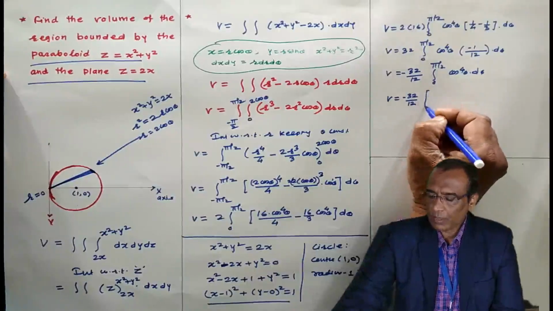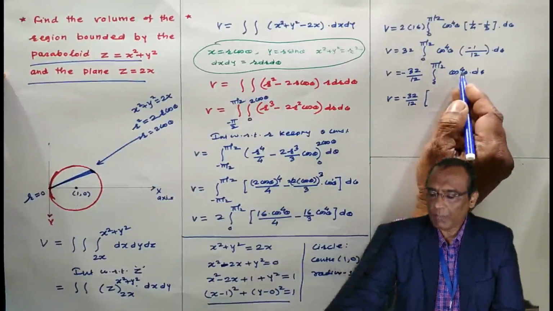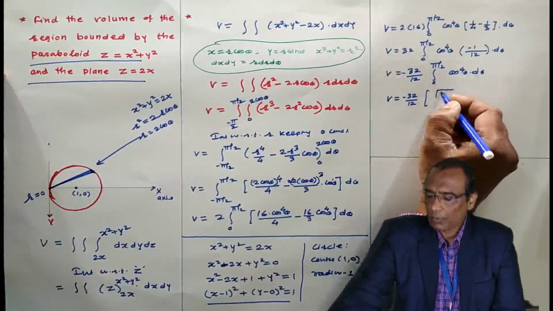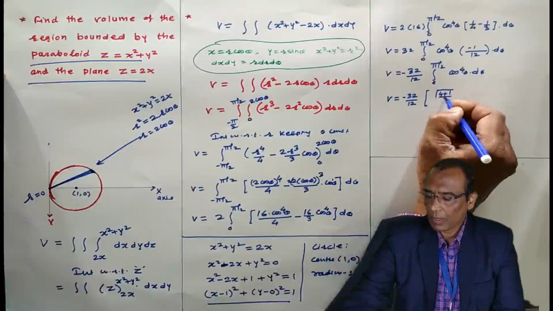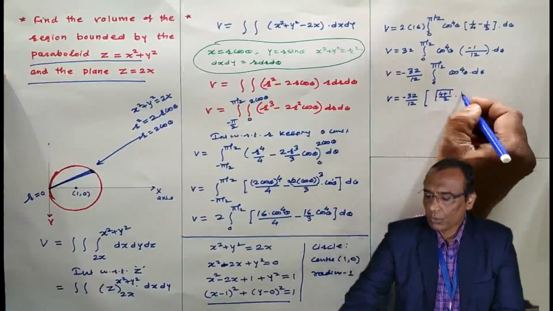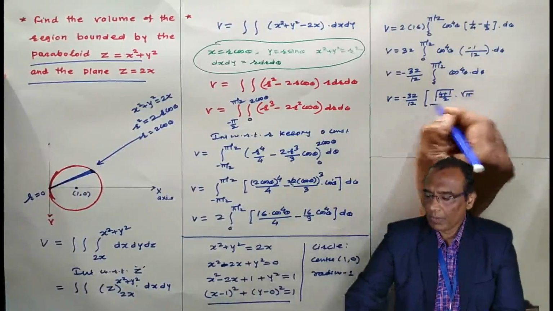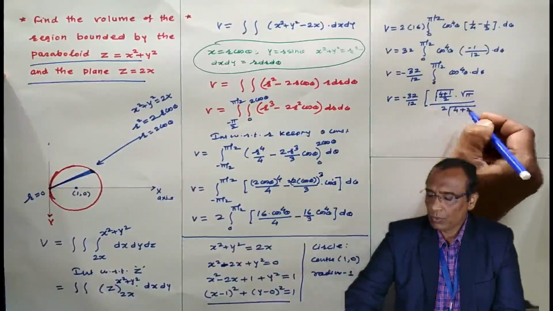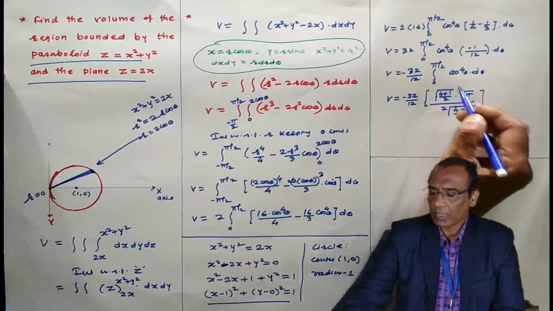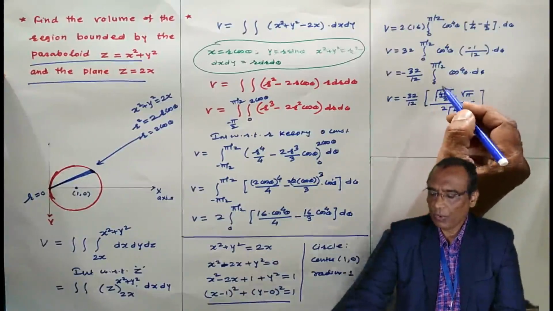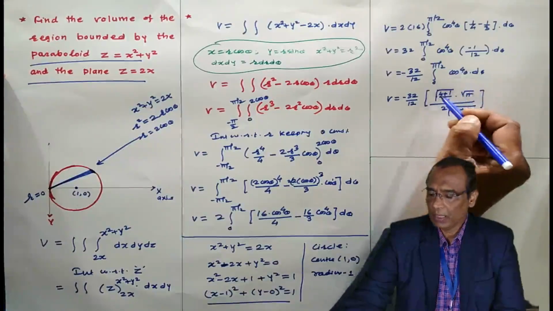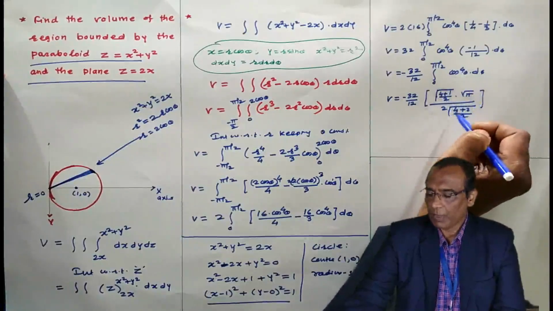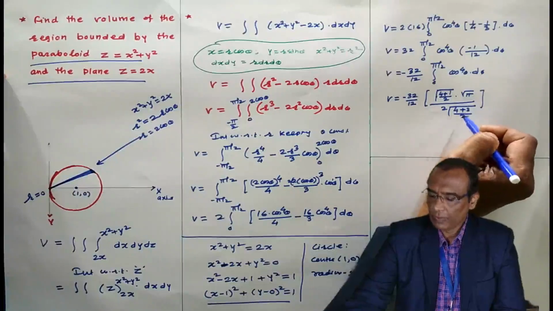Now I am using gamma function to evaluate this integral. What is the formula? Gamma 4 plus 1 by 2 into root pi divided by 2 times gamma 4 plus 2 divided by 2. Using the formula, 0 to pi by 2 cos raised to n is gamma n plus 1 by 2 into root pi divided by 2 times gamma n plus 2 by 2.